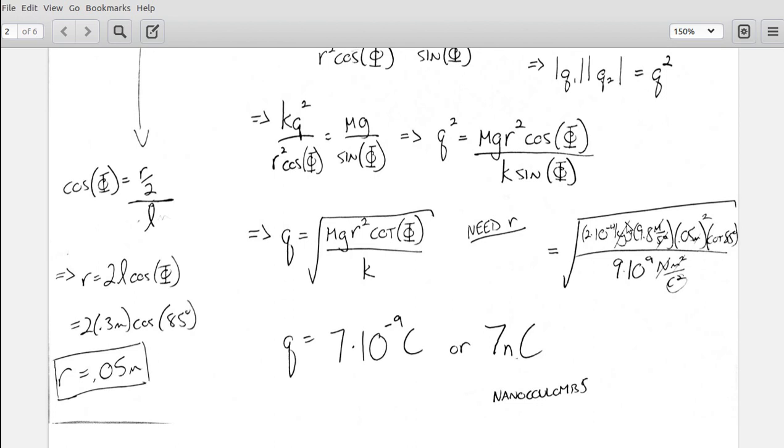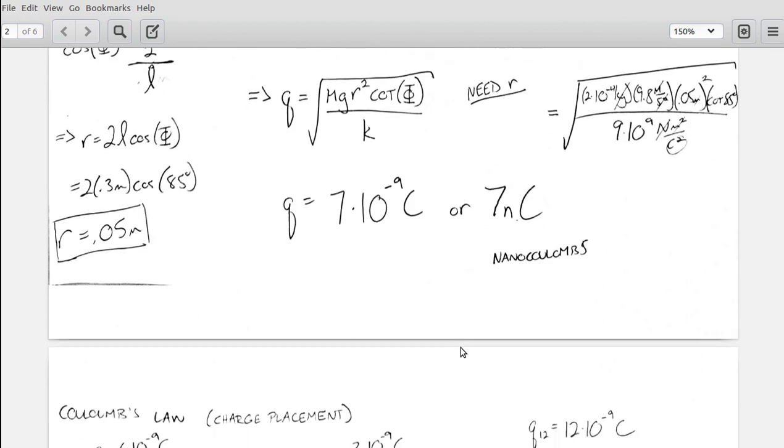So now that I have that, I can plug everything in. I've got the mass of the sphere, acceleration due to gravity, just found R, cotangent of 85, divided by Coulomb's constant, and I get the magnitude of the charge Q. 7 times 10 to the negative 9 coulombs, or as we'll see in a lot of example problems, 10 to the negative 9 is nanocoulombs. We're going to see microcoulombs and nanocoulombs very often. So if you ever see this, it's 10 to the negative 9.